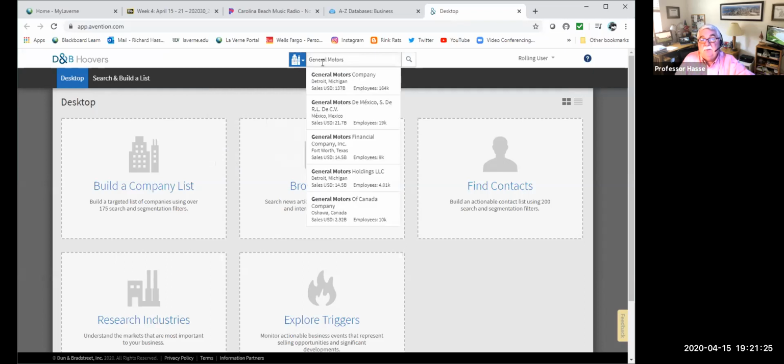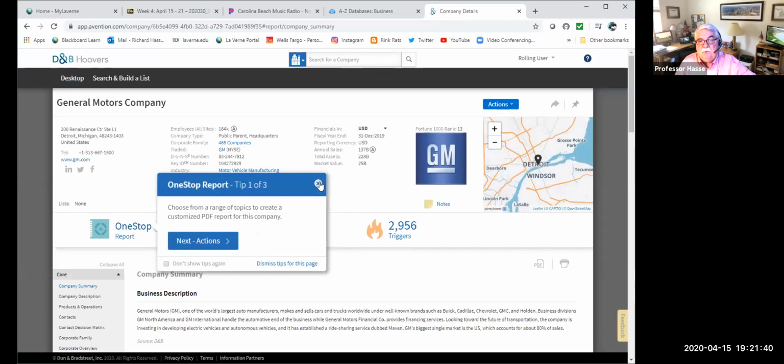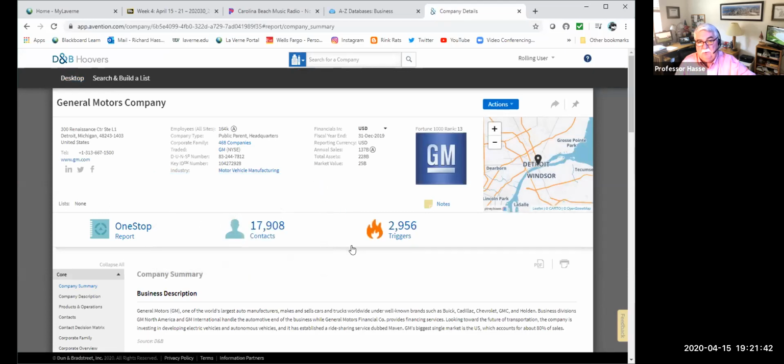So I type in General Motors and up comes every General Motors company in the world. You want the very one at the top of the list, the one that's traded in America, USD, it says US Stock Exchange. Click on that and up comes everything you wanted to know about General Motors, but were afraid to ask, or any of your companies.